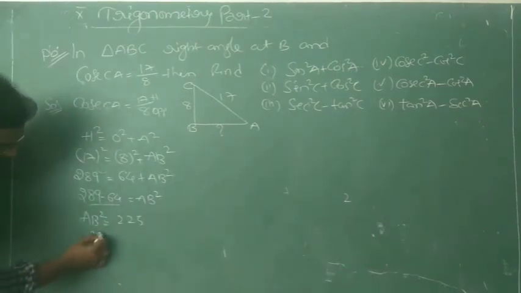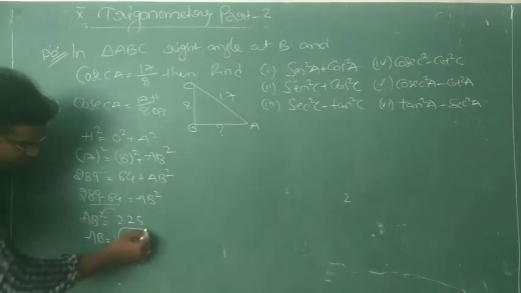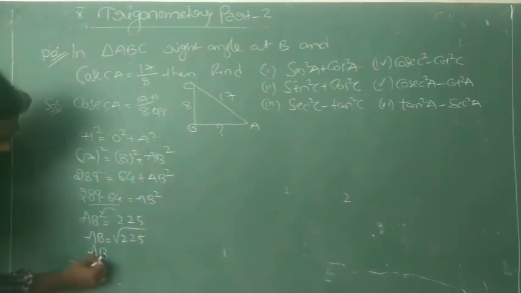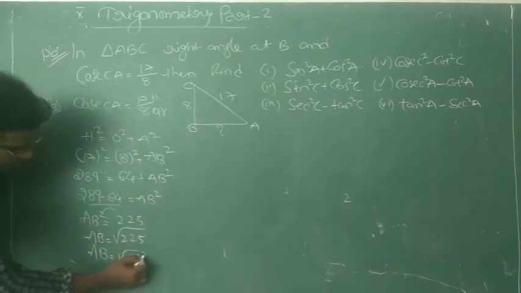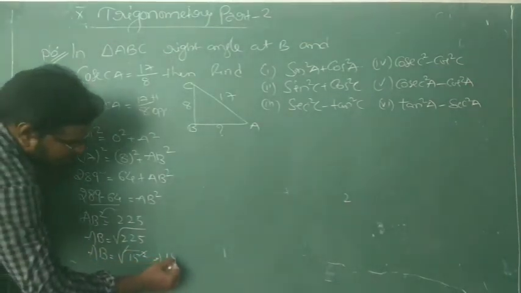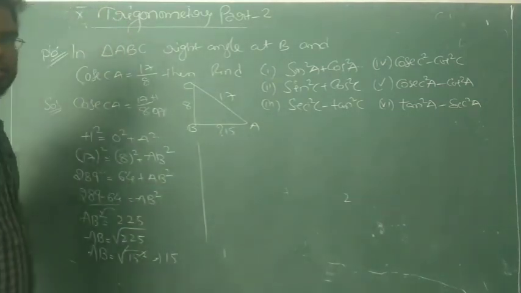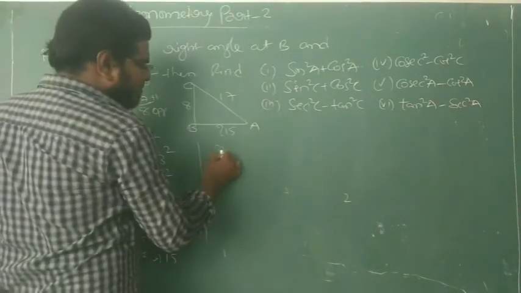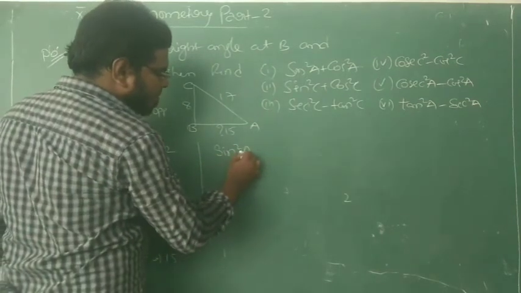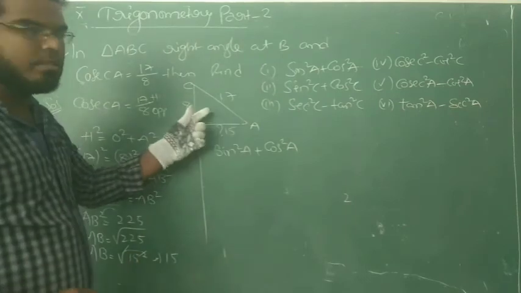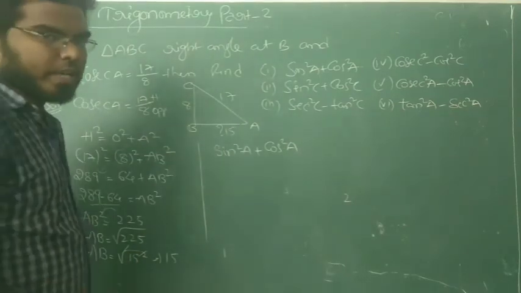Then AB is equal to, sending the square to that side, it becomes the root. AB is equal to root of 225. The square root gets cancelled. The answer is 15. This is not the final answer; this is the adjacent side only. Right? Now we know that sin square A plus cos square A. A means this angle only, na? We don't need to rotate this one, okay?